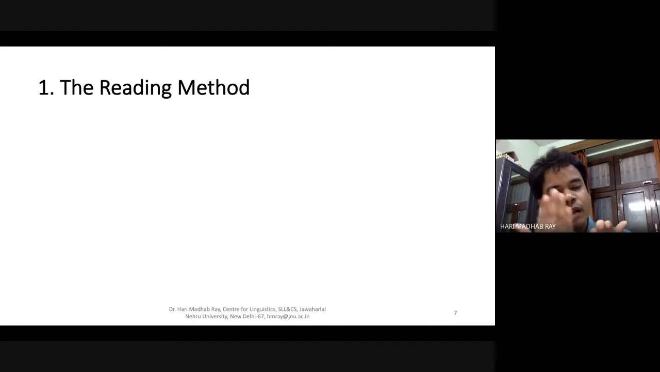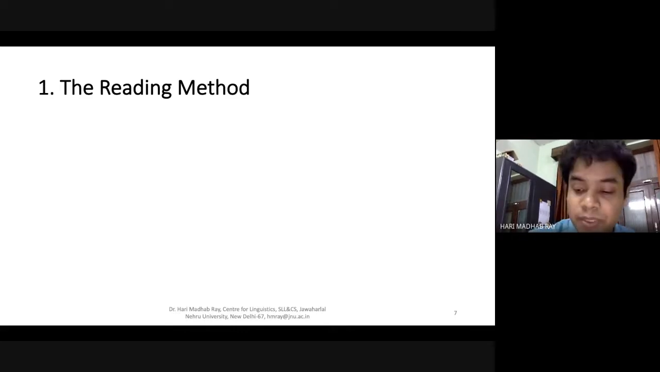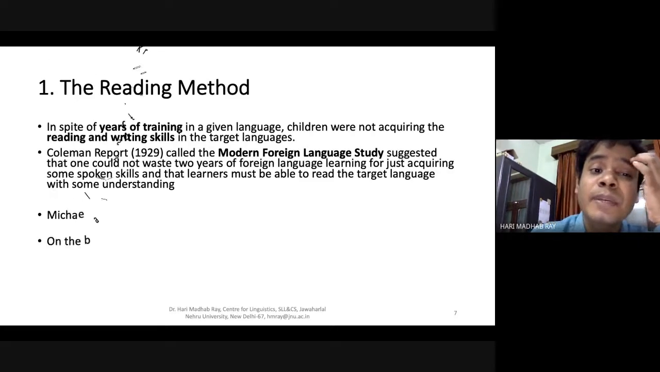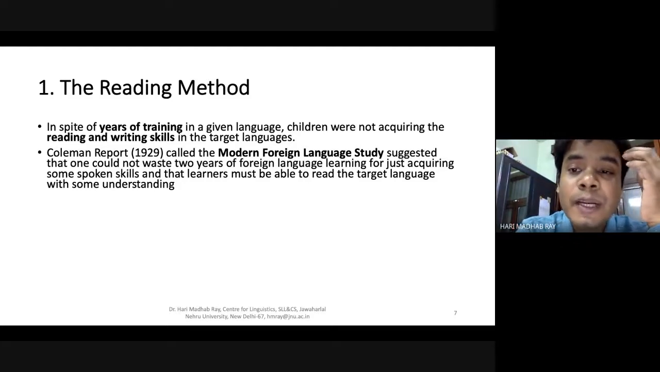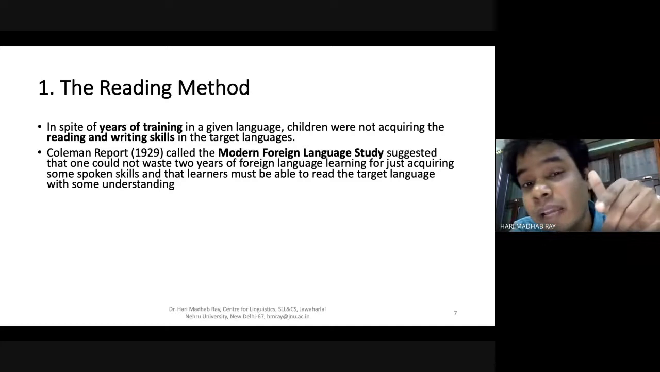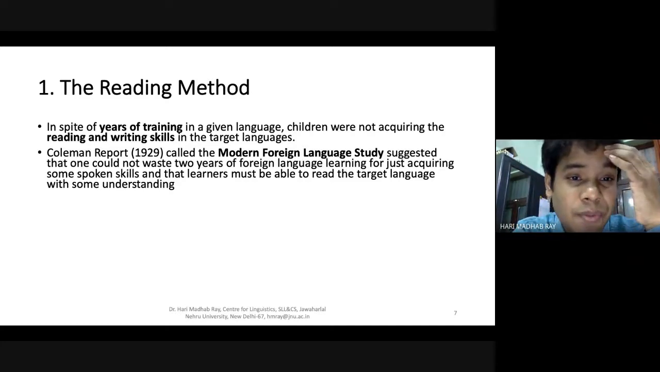So people were teaching the second language with the grammar translation method, with the direct method. Then some people said, okay, it's not only that, we need to incorporate the reading method as well, you see. So the reading method also came into the picture. In many cases, some people could simply speak some sentences, but they were not able to read and write. So people emphasized the reading method. In spite of years of training in a given language, children were not acquiring reading and writing skills in the target languages. Whichever target language we're talking about, it was not happening.